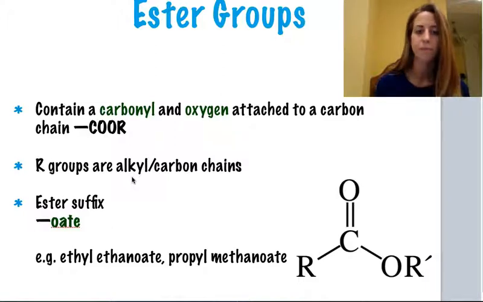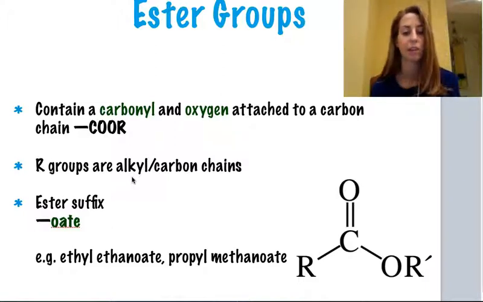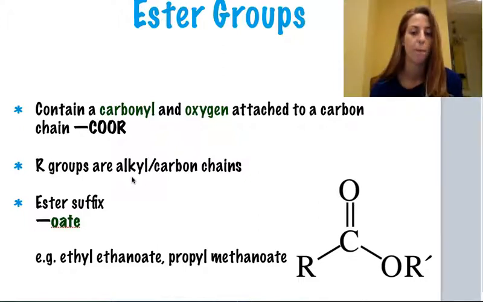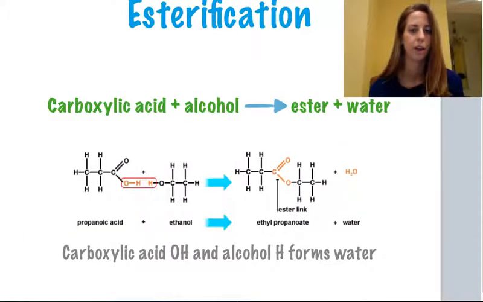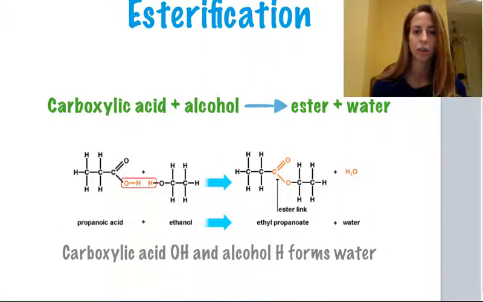You already know that. Esters have a suffix -oate. So we can have ethyl ethanoate, propyl methanoate. They are esters. Now, we can form esters through this process called esterification. Quite simply, we can react carboxylic acid, which we know about, and alcohol, which we also know about, mix them together, with warm conditions and acidic conditions, and we can form esters and water.